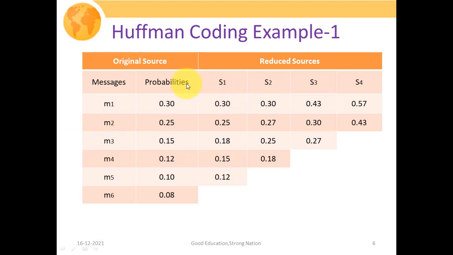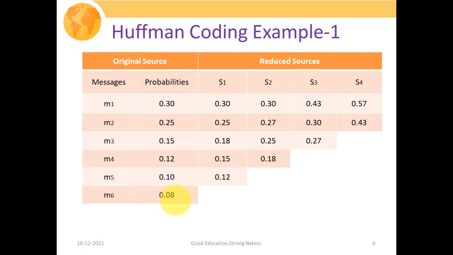So this is your example. We'll be given a discrete memoryless source which is going to generate these symbols, that is your m1, m2, m3, m4, m5 and m6, and the associated probabilities are also given to us. For generating m1 the probability is 0.3, for m2 it is 0.25, for m3 it is 0.15, for m4 it is 0.12, for m5 it is 0.10, and for m6 it is 0.08.